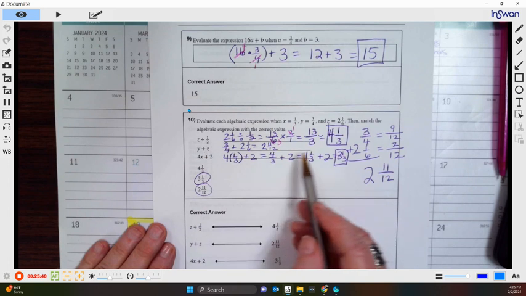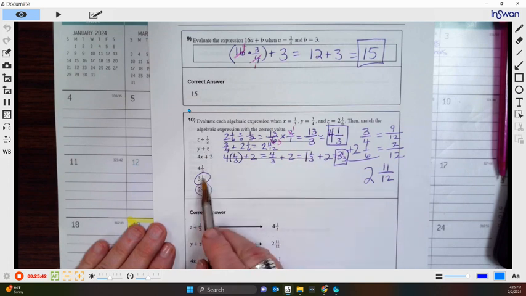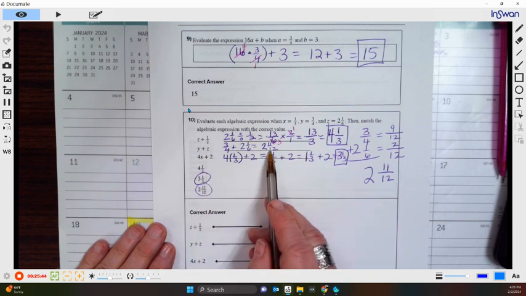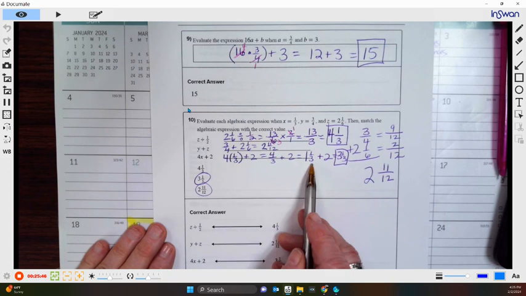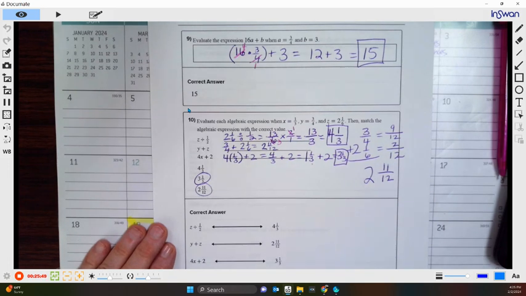The second one is 3 and 1/3. No, wait, the second one is 2 and 11/12, and the third one is 3 and 1/3. So I've got those written now. I just showed my work.